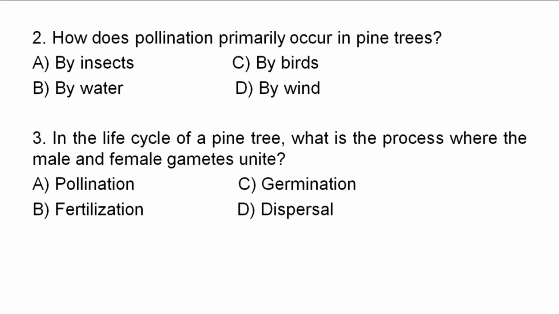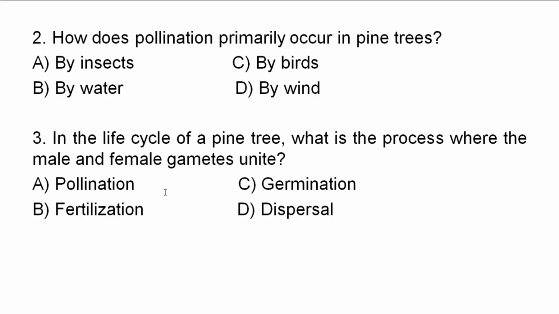Good. The correct answer is D, by wind. So wind is the primary agent for pollination in gymnosperm plants or in pine trees. Most flowering plants are pollinated by insects or birds. And water is the primary agent for transfer of spores from one area to another in mosses and ferns. So the correct answer for question number 2 is D, by wind.